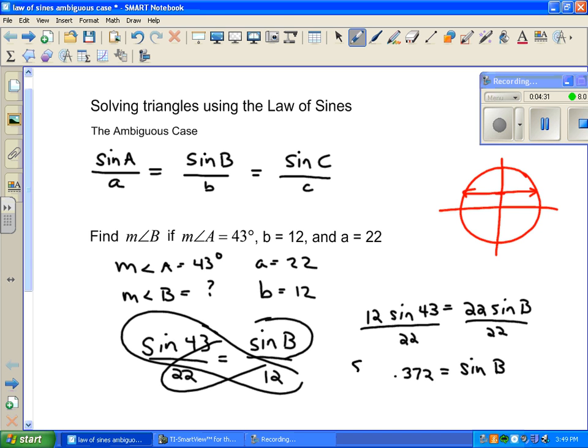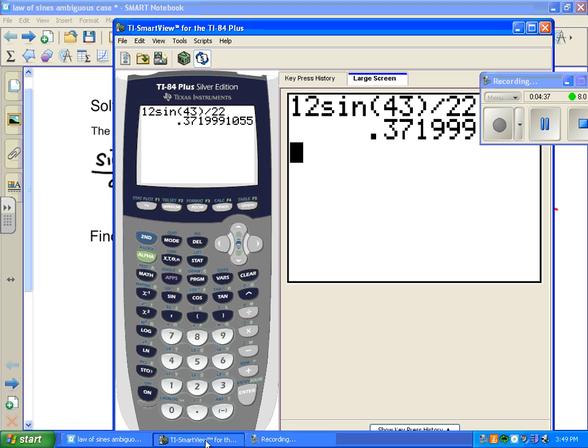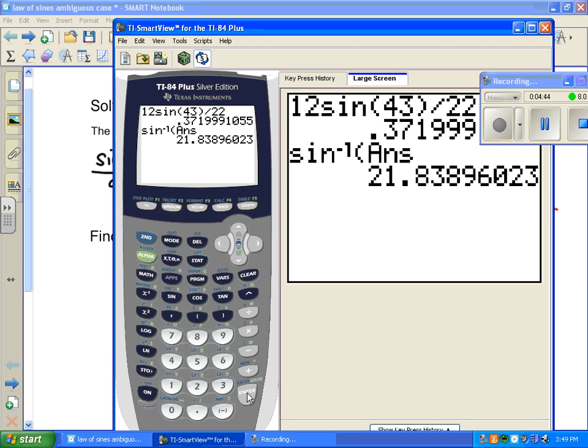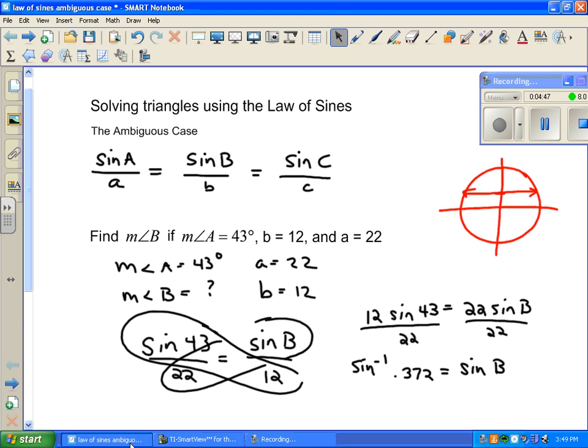If you do sine inverse of 0.372, it'll give you the quadrant 1 angle. So sine inverse, and use the full value to avoid round-off error, and we get 21.8. So B is approximately 21.8 degrees. Now that's the quadrant 1 possibility. The quadrant 2 is the supplement of 21.8. So if you take 180 and subtract 21.8, you're going to get 158.2.